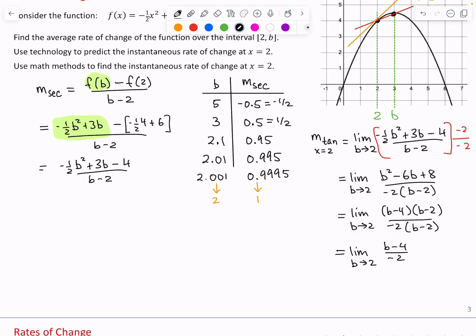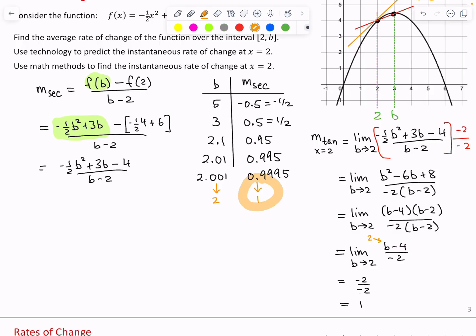Now when I did the simplification, I effectively removed a removable discontinuity. This simplified function here is continuous when b is 2, whereas the previous step was not. It had a discontinuity there. But now that I have a continuous version, I can plug in b equals 2, giving me 2 minus 4, which is negative 2, over another negative 2, which in the end gives me a positive 1.